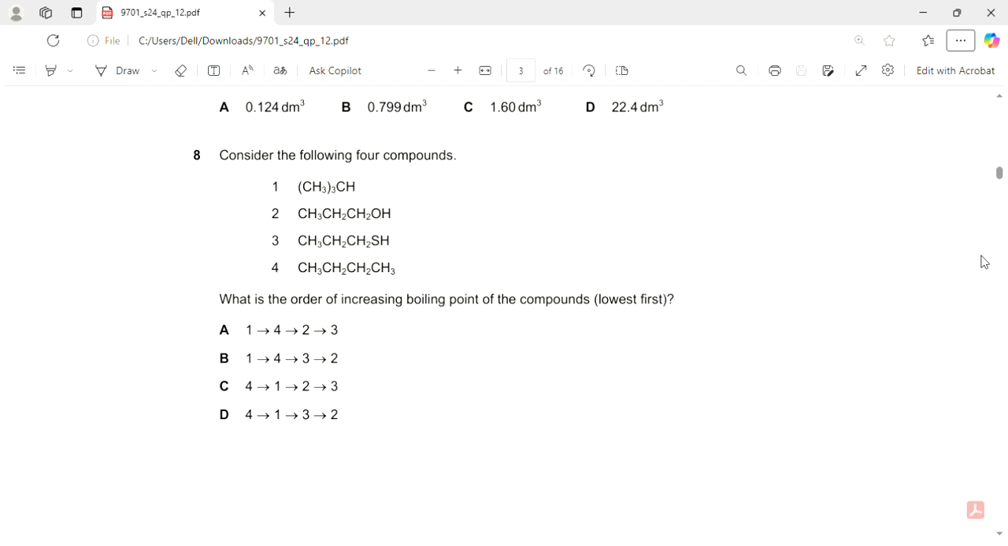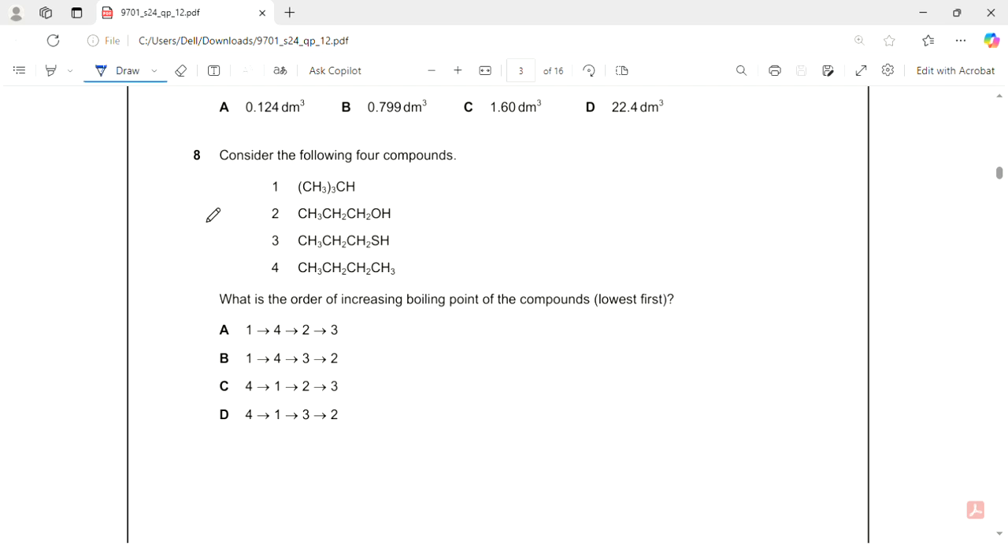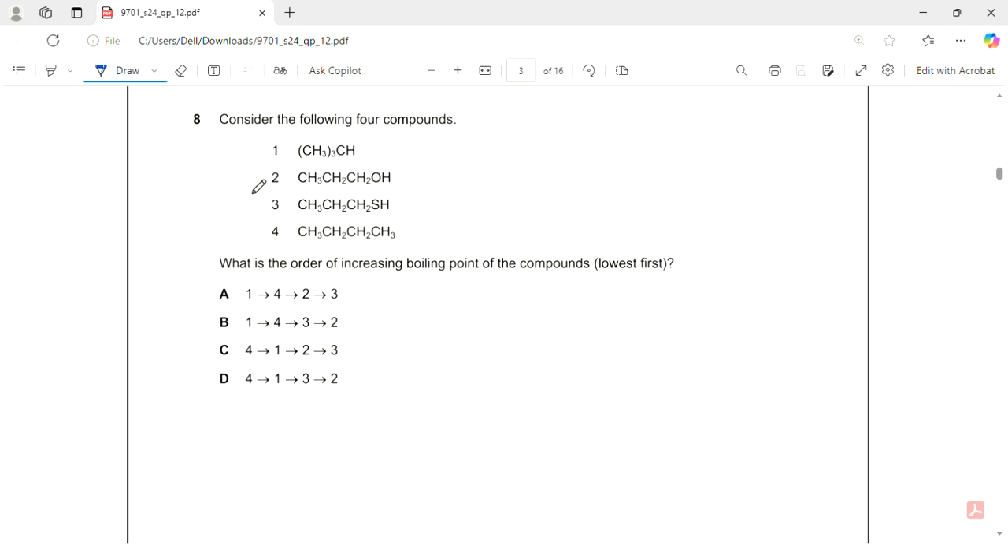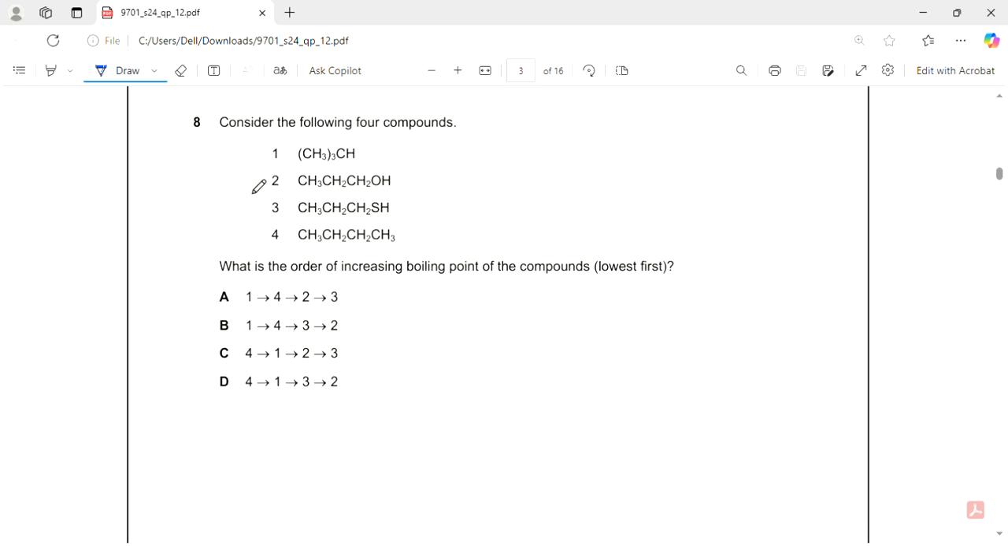Chemistry AS and A level 9701. It's paper 1 variant 12, May June 2024. So let's start it. Question number 8: consider the following four compounds.